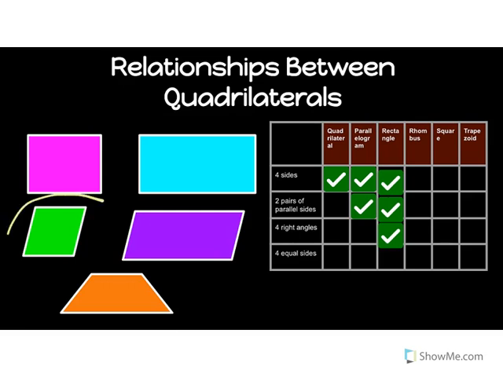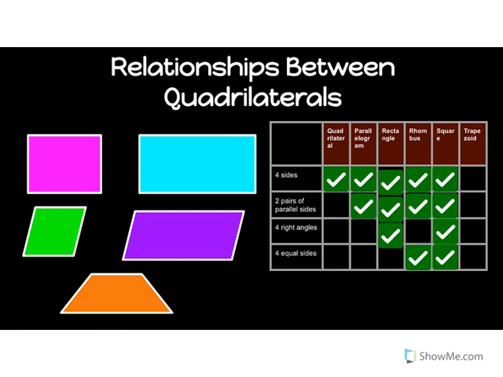Rhombus. Okay, now rhombuses typically look like this. If you're taking a test, a rhombus might look like that. Sometimes they make it go like a diamond. They'll turn it a little bit. So a rhombus has 4 sides, 2 pairs of parallel sides, does not have 4 right angles, but it does have 4 equal sides. There you go. A square. Well, a square has 4 sides, 2 pairs of parallel sides, 4 right angles, and 4 equal sides. So it would look like that.